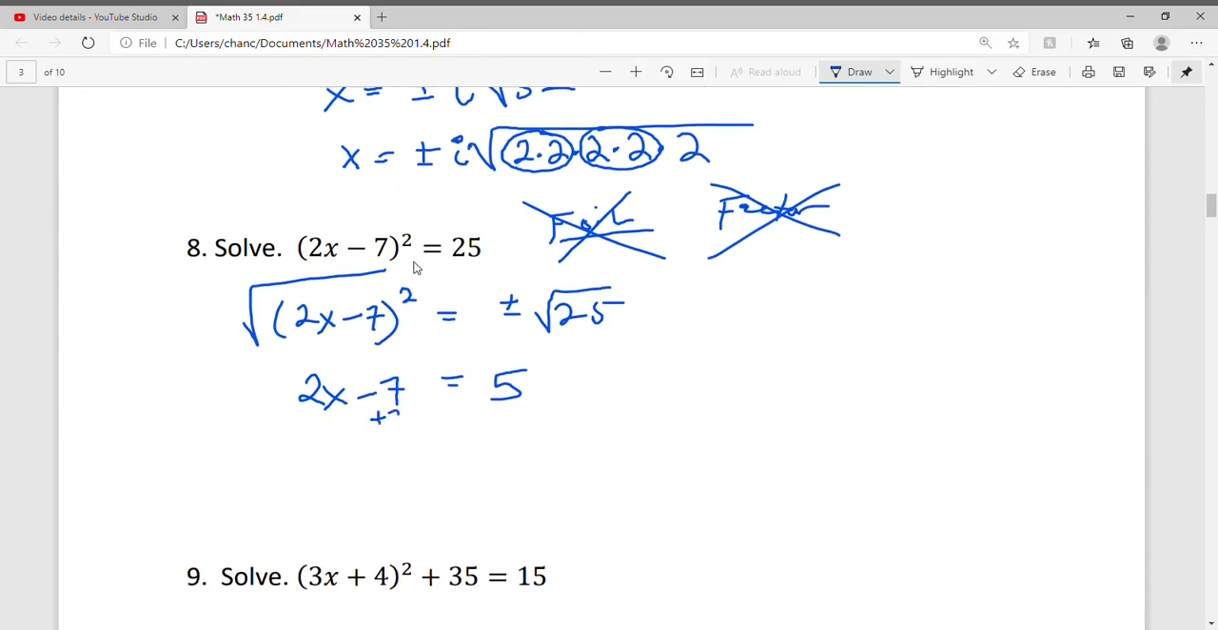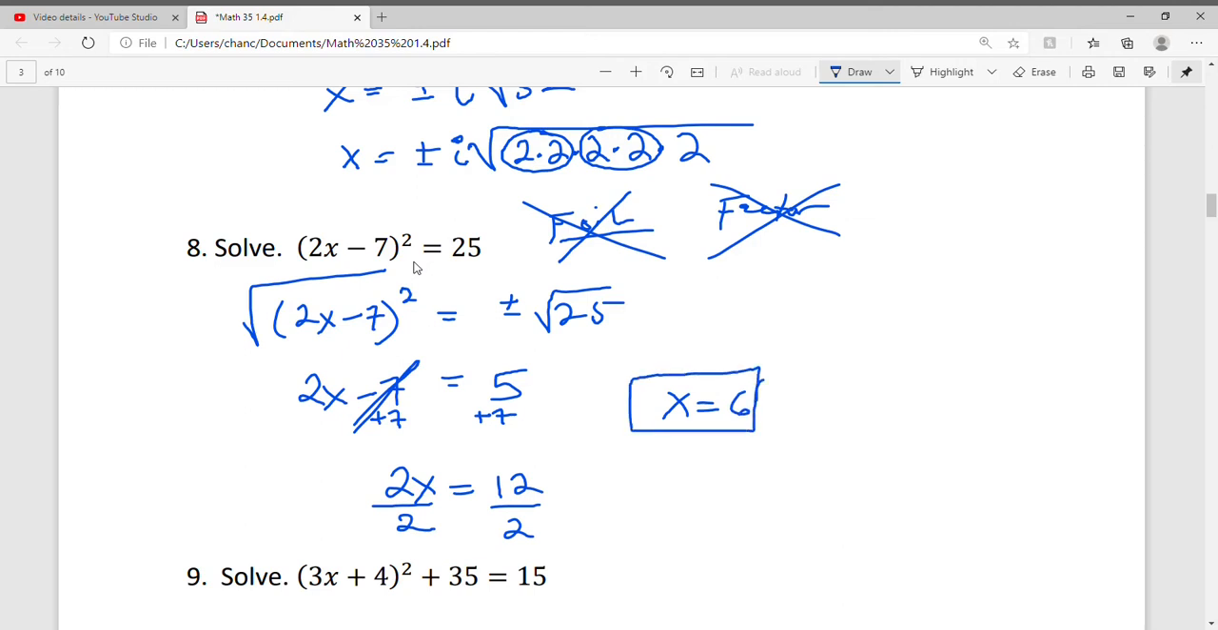Now I could add 7 to both sides. That cancels out. I get 2x equals 12. And of course we could divide both sides by 2, get x equals 6. Of course we could check our work, plug it back into the original problem, and the left side should be equal to 25.